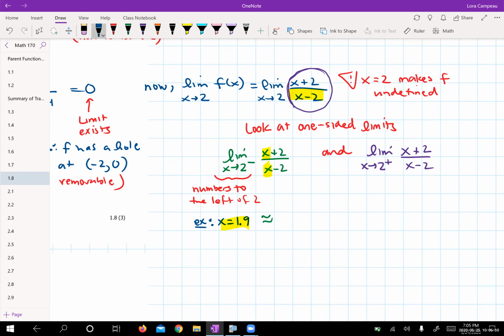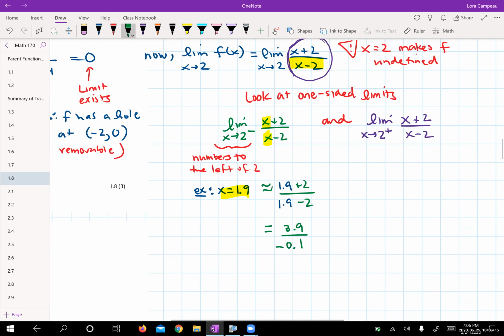So that would leave me with 1.9 plus 2 over 1.9 minus 2. And if we were to calculate that value, we should have about 3.9 over a negative number, negative 0.1. And we're going to use an approach where we really want to analyze what's happening with the numerator and what's happening with the denominator. So yes, you can calculate the value, but it's not really useful in terms of trying to figure out what the limit would be.